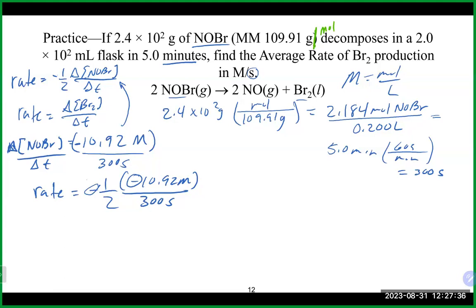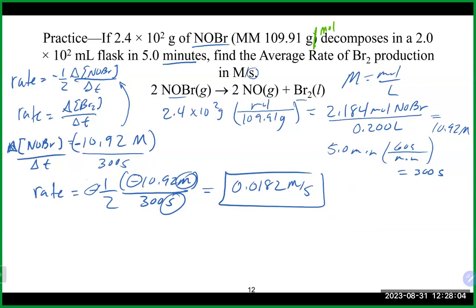Okay, so I'll put that in there. There we go. Okay, so now we can get the rate here. So we'll do 10.92 divided by 300 divided by 2. And that will get us 0.0182 units molarity per second as our rate. Any questions on that there?